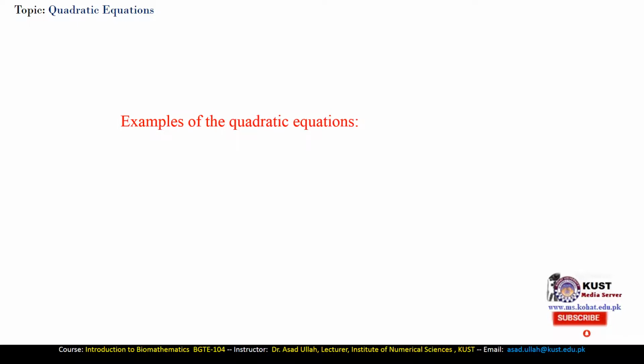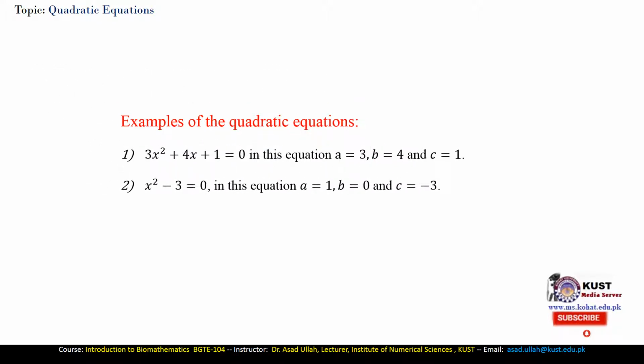Examples of quadratic equation. In example number 1, 3x square plus 4x plus 1 is equal to 0 is a quadratic equation. Comparing this equation with the standard form, we get a is equal to 3, b is equal to 4 and c is equal to 1. In the second example, we have the quadratic equation x square minus 3 is equal to 0. In this equation, the coefficient of x square is 1, so a is equal to 1. There is no x term in this equation, so the coefficient of x is 0, so b is equal to 0. Similarly, c is equal to minus 3.